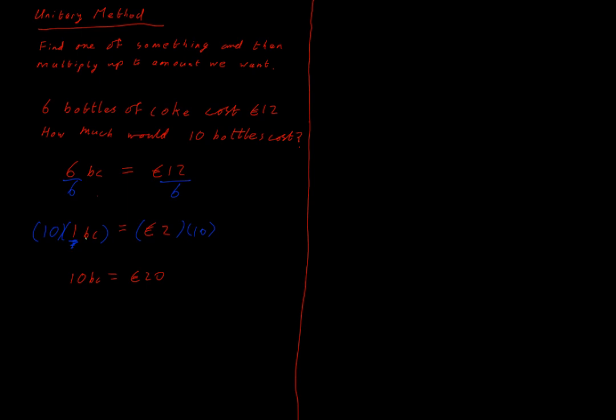It could be 1%, or it could be €1, or it could be 1 bottle of Coke. We're going to find out what 1 of something costs and then multiply up to however many things we want. And this is the idea that we're going to keep coming back to in this chapter. So that is the unitary method.